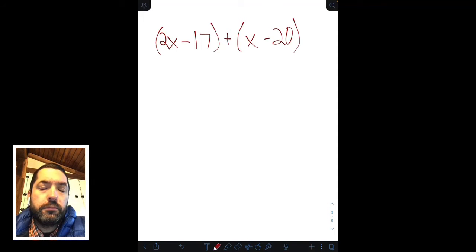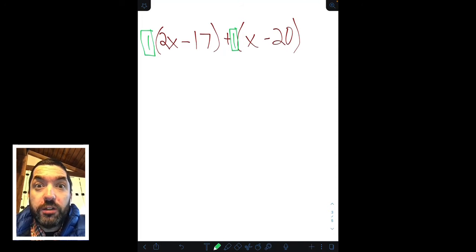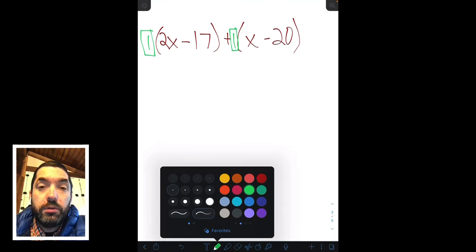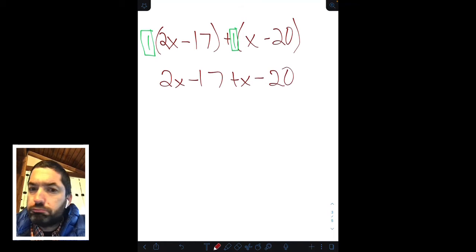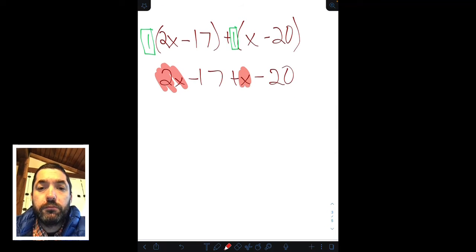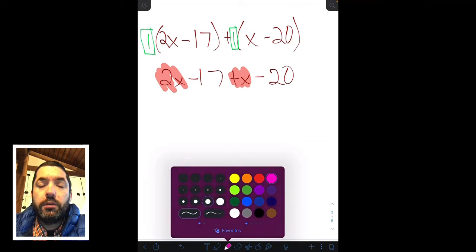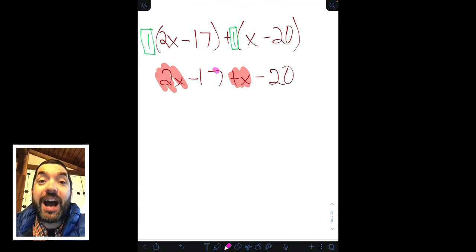First thing you always do is check to see if you need to distribute anything, so if there's anything in front here. The only thing in front is an invisible 1, and anything times invisible 1 isn't changed. So there's nothing really there to distribute. So you could just do 2x minus 17 plus x minus 20. Okay, and then you do what I said before, and that's to identify your like terms. The next letter is I, so F, then I.